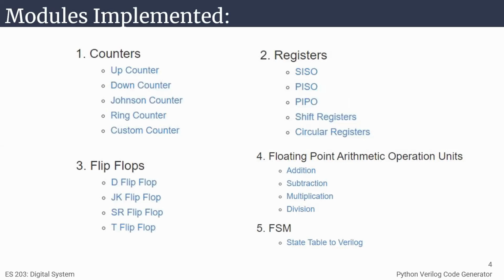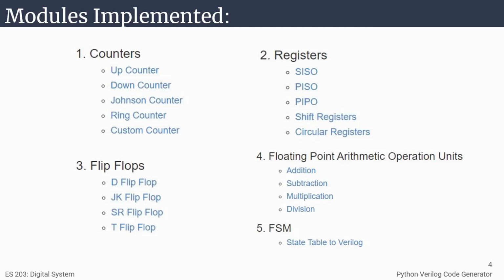Now coming to the floating point arithmetic operation units. In these modules, we implemented the arithmetic operations like addition, subtraction, multiplication, and division for floating point numbers, that is decimal numbers. We used the IEEE 754 format to represent the decimal numbers with single precision, that is 32 bits. The user gives two input decimal numbers to our program, and the Verilog code for doing the arithmetic operation on these decimal or floating point numbers is generated.